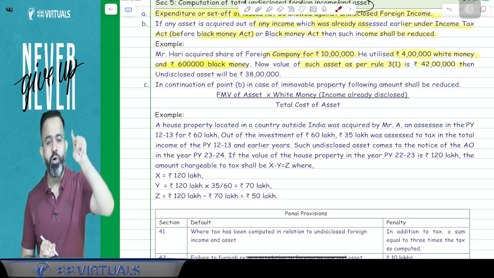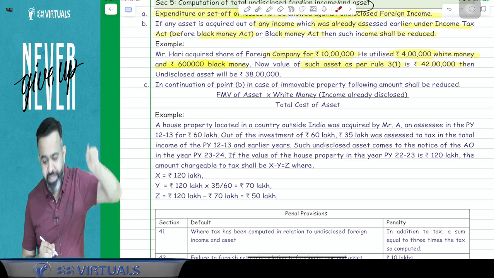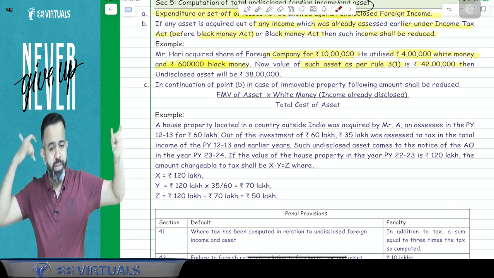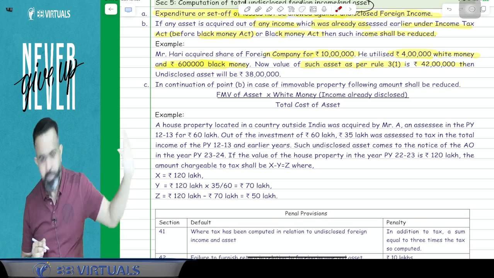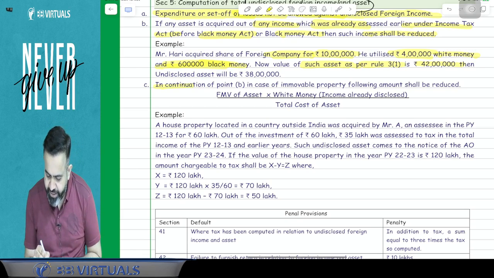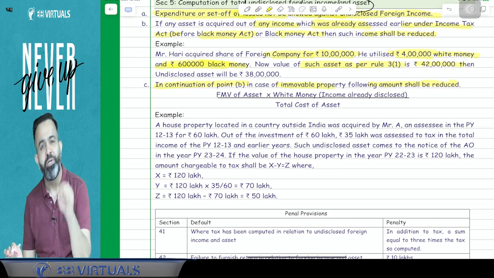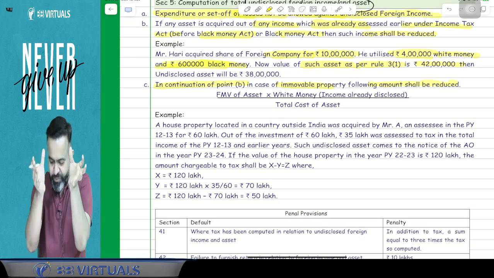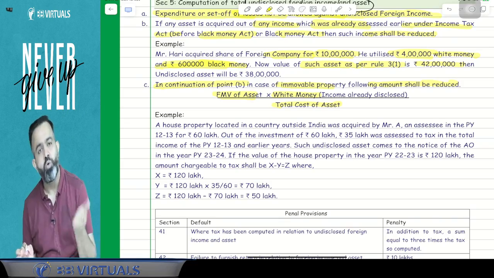But guys, whatever you were thinking about that proportionate, that is applicable in case of immovable property. In case of immovable property, there will be a proportion. So here, what happened in immovable property? In continuation of point number B, in case of immovable property, the following amount shall be reduced. So in immovable property, we will do the proportion on today's value. So here, FMV of asset multiplied by white money divided by total cost of the asset.